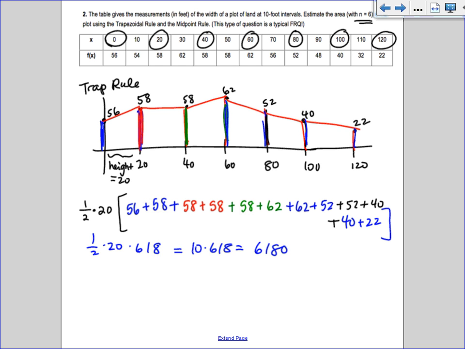So what does this mean? It says the table gives the measurement in feet of the width of a plot of land at 10-foot intervals. So we're going to have feet by feet, right? So we're going to get square feet. So it's like the area of that land. All right, so I said to do it both with trapezoidal rule and with midpoint rule.